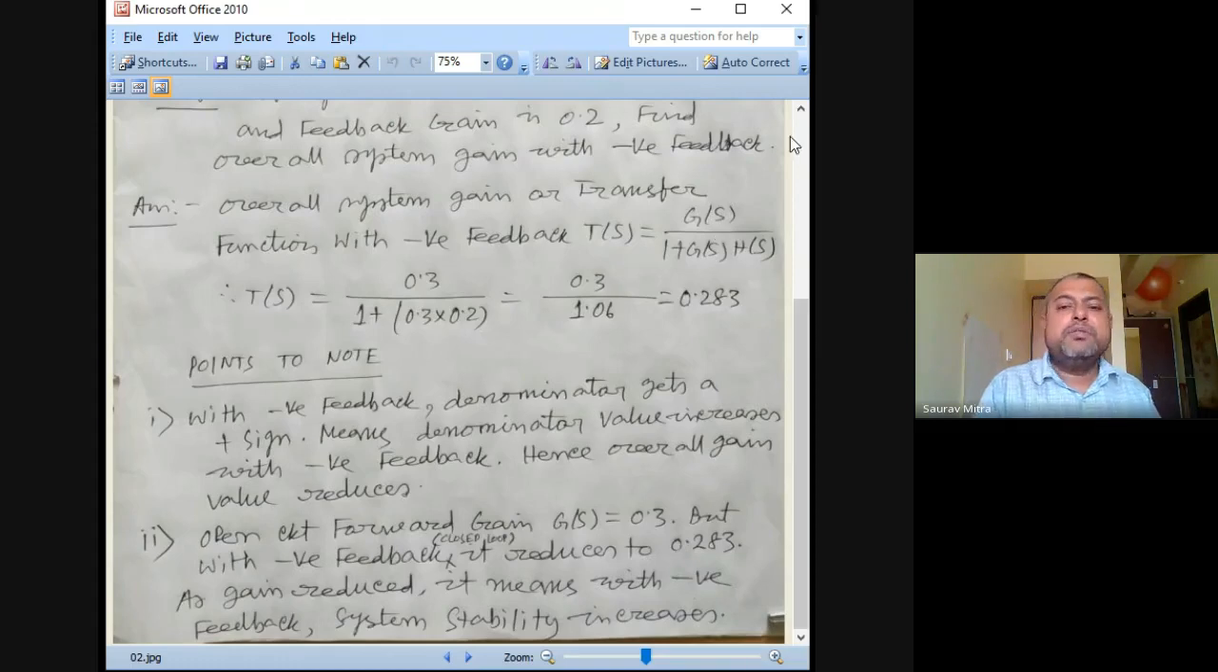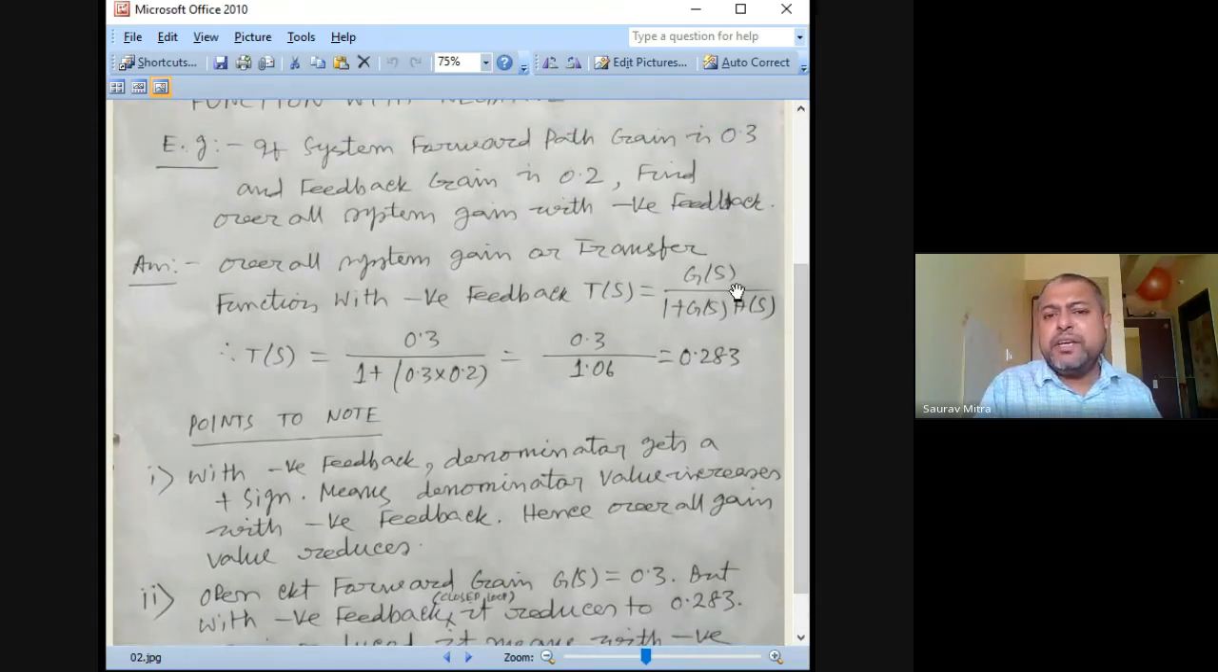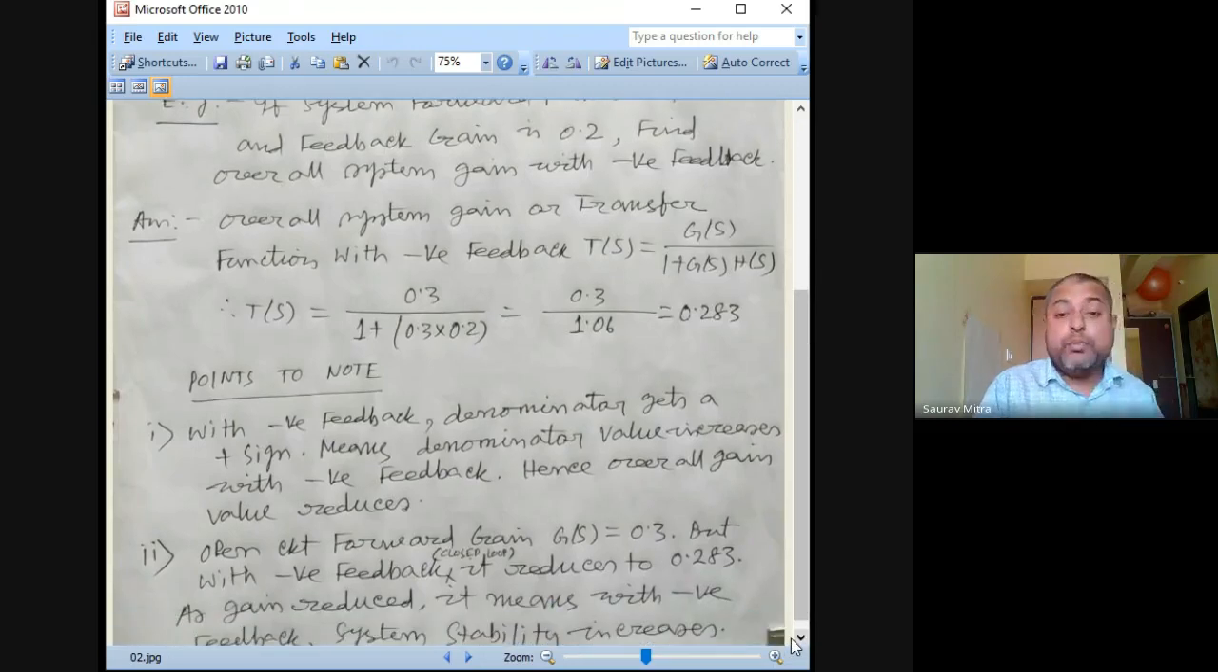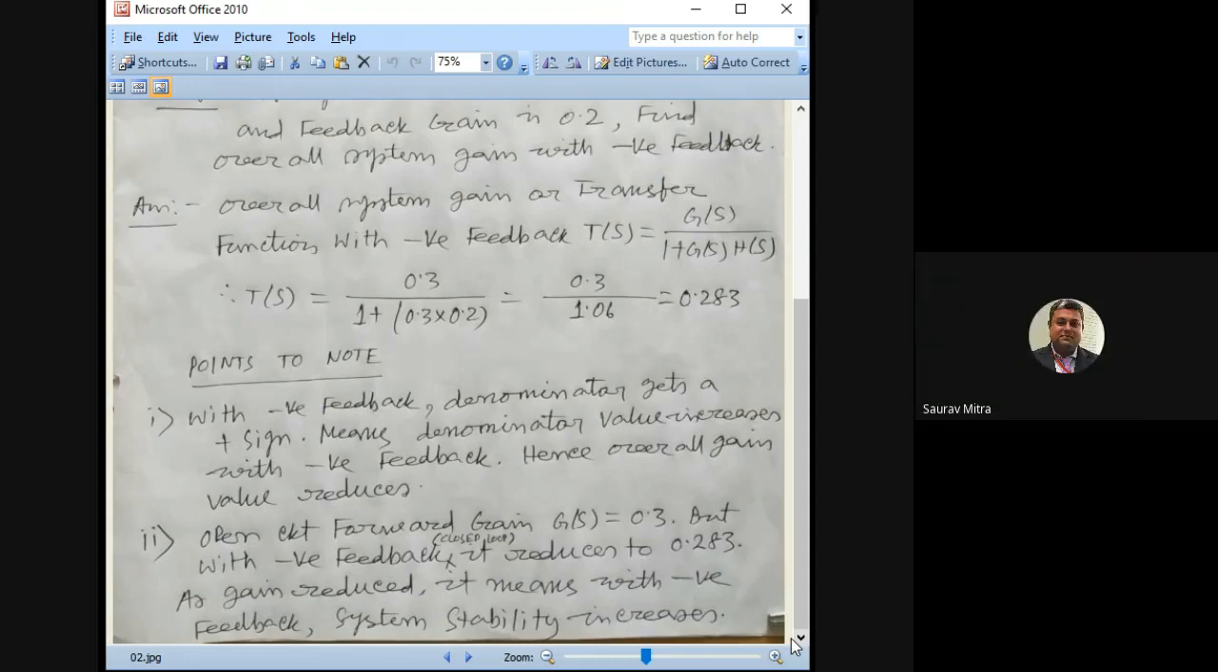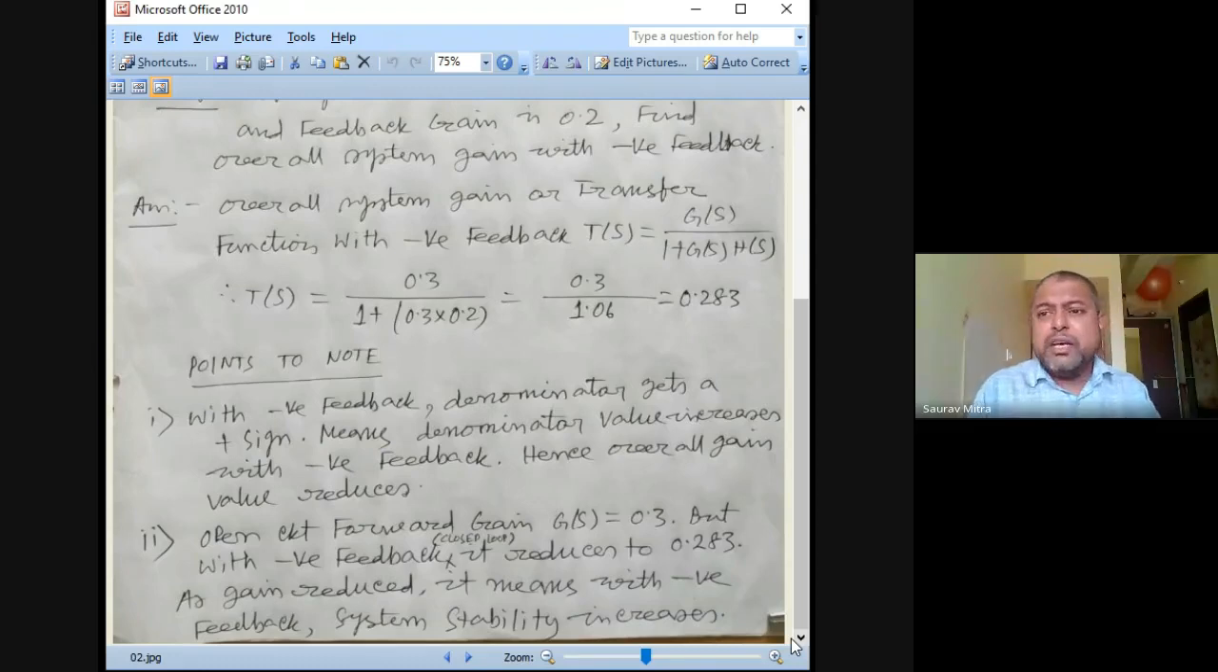You can find here, in this numerical, the G(s) value was 0.3, but G by 1 plus GH becomes 0.283. So with negative feedback, closed loop type, the overall system gain is reducing compared to the forward path gain. Whatever 0.3 was the forward path gain without feedback, with feedback it reduces to 0.283. What happens if gain reduces? System stability increases, though only very fractionally, but as 0.3 has become 0.283, the stability of the system increases. So that is the second observation.